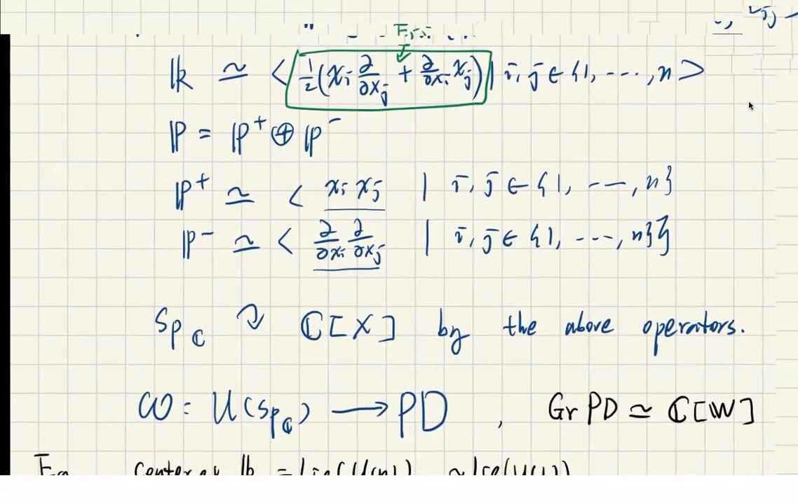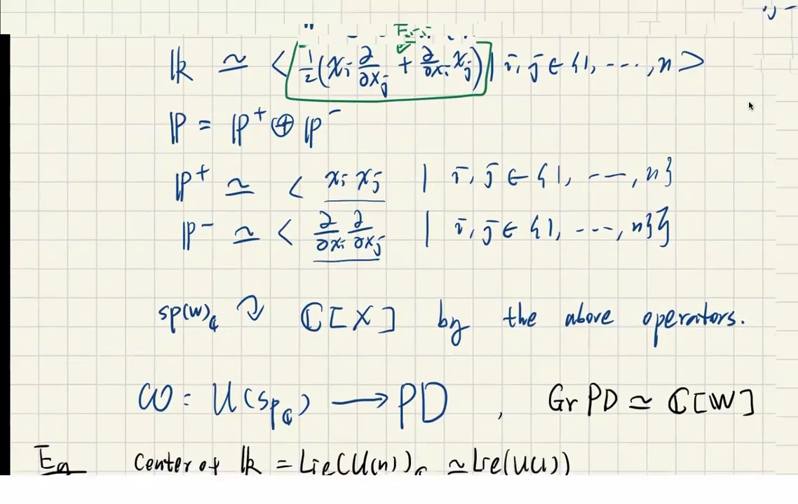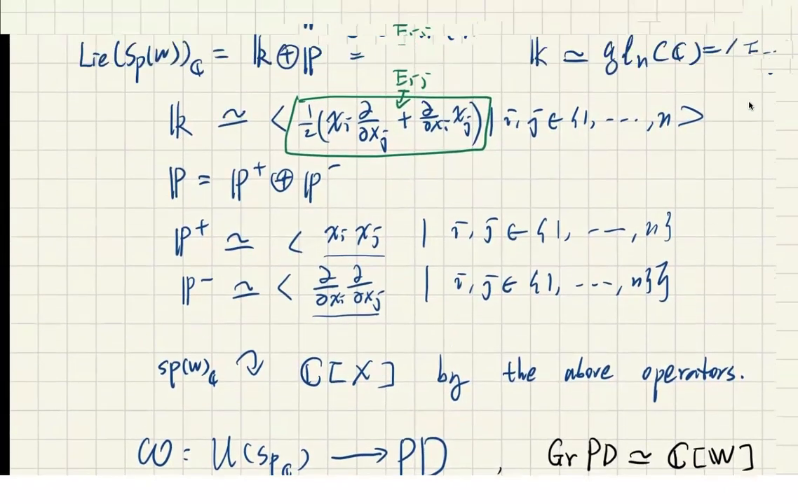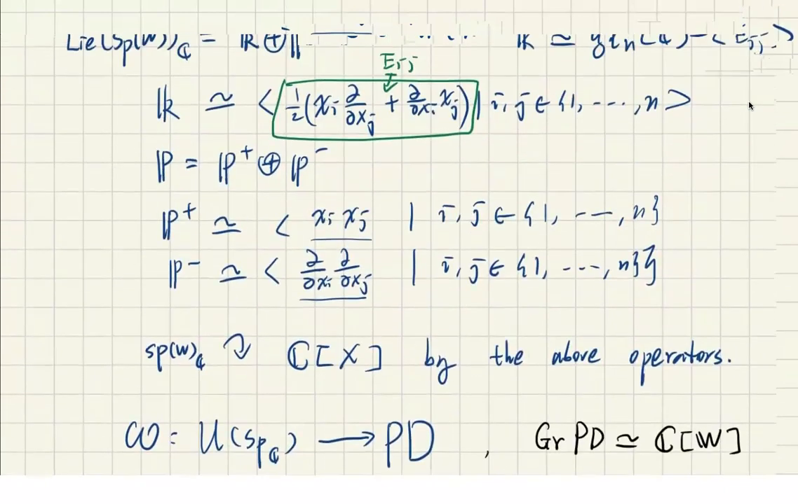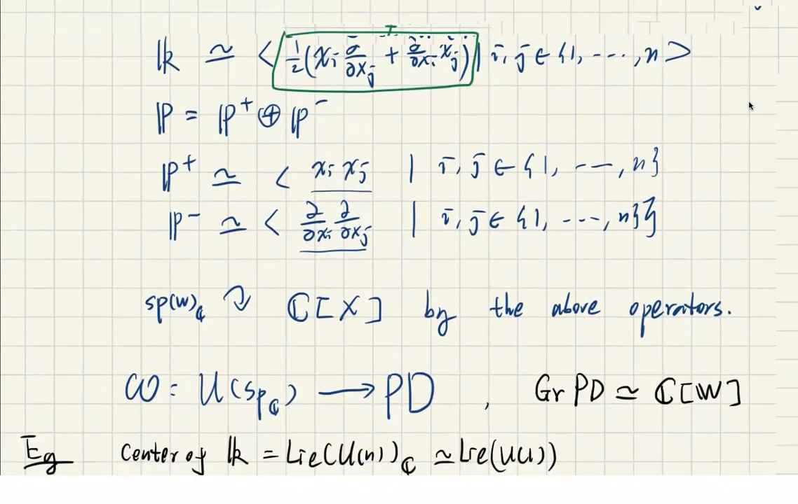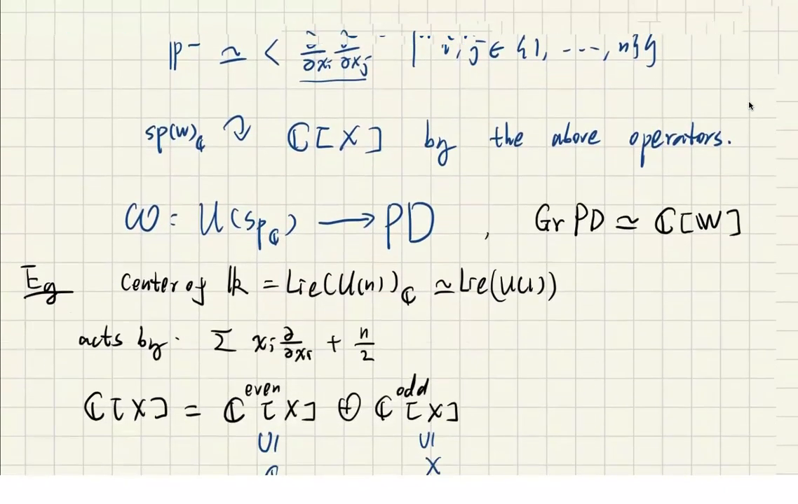So this Lie algebra action is just by the above. This gives you a full description of the action. In particular, you see that the center of K actually acts by this number, which is, you see, half of n.